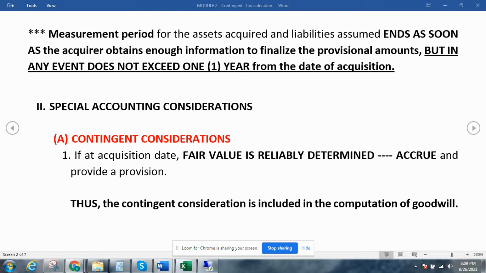So the measurement period for the assets acquired and liabilities assumed ends as soon as the acquirer obtains enough information to finalize the provisional amounts, but in any event does not exceed 1 year from the date of acquisition. So that was mentioned in our previous discussion, right? For special accounting considerations, we have the contingent considerations. One is if at acquisition date, the fair value is reliably determined, so we have to accrue and provide a provision. Thus the contingent consideration is included in the computation of goodwill. We will understand this more as we move through the process.